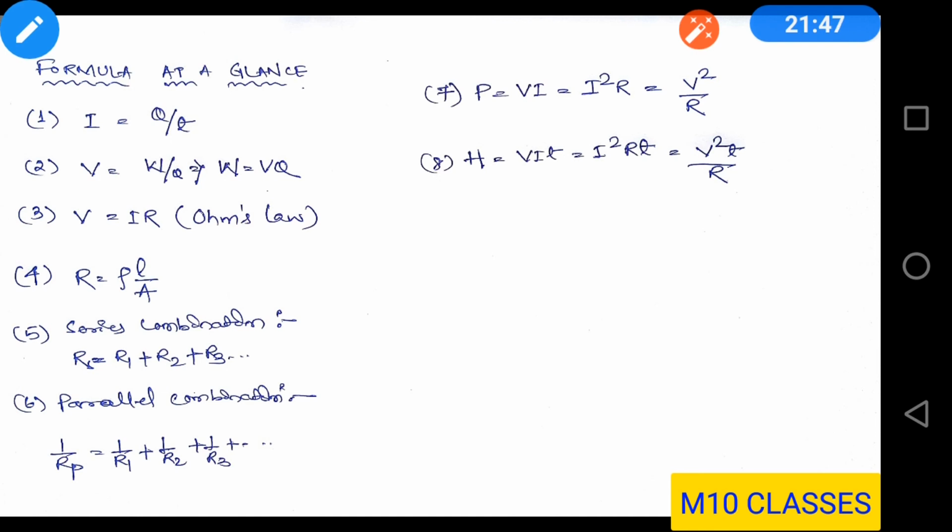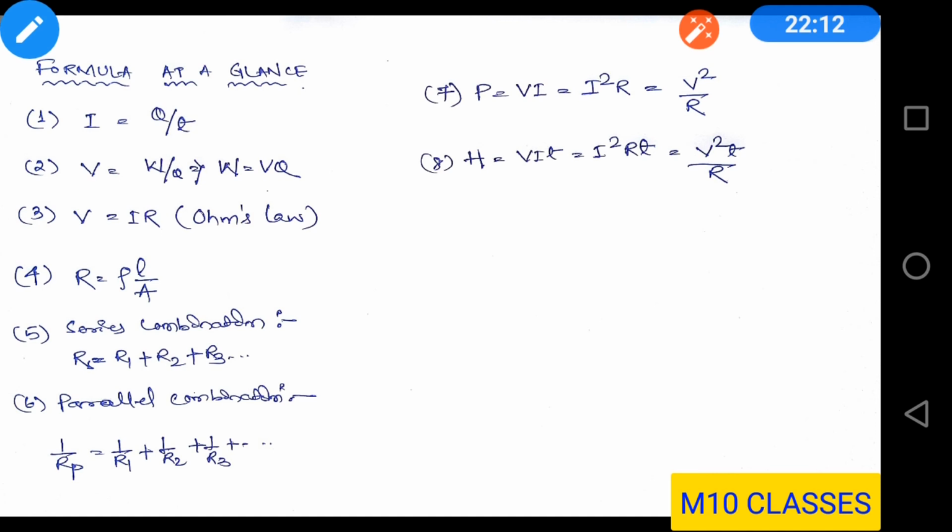And let us see the formulas at a glance, whatever formulas you have read in this chapter. First of all, current is the rate at which the charges flow. So I equals Q by T. Next comes potential difference, which is the work done to move 1 coulomb or 1 unit charge from one place to another. So it is W by Q. So W equals VQ.